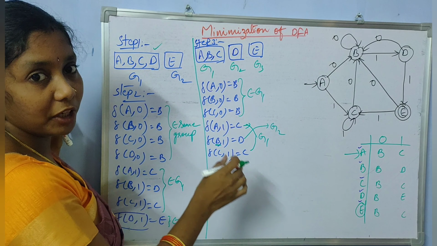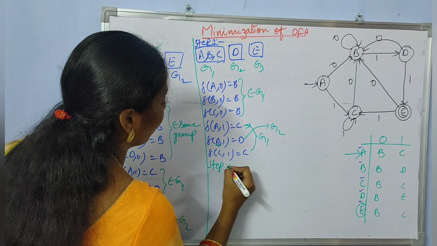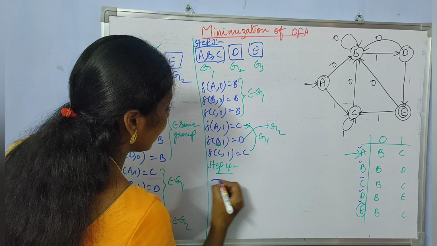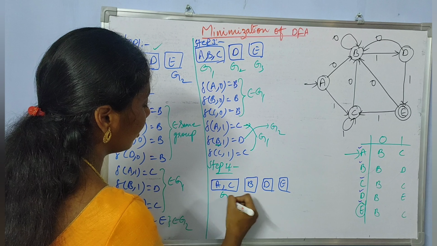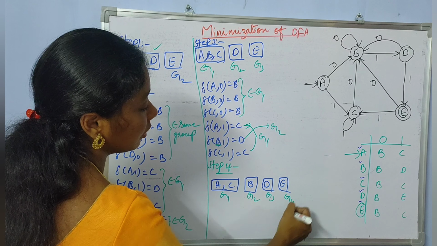So let us go to another step, step 4. So here we need to separate the state B. So we have only A and C in this group, and after that you are having B as a separate group, and after that you are having D, and after that you are having E as another group. So let us say this is G1, this is G2, this is G3, and this is group 4.